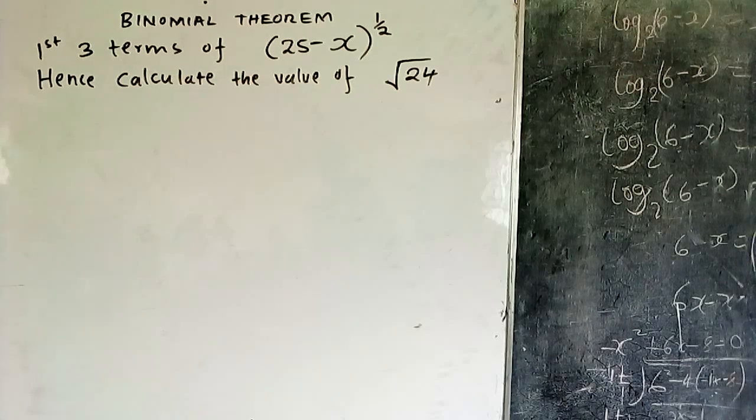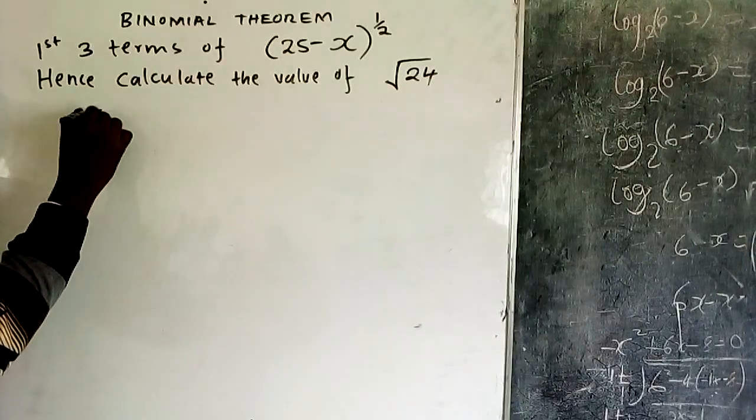So in this example, you've been told to use the binomial theorem to determine the first three terms of the expansion (25 minus x) all raised to power half. Hence, use the expansion to calculate the value of square root of 24 to how many decimal places? To 3 decimal places. Are we together? Yes.